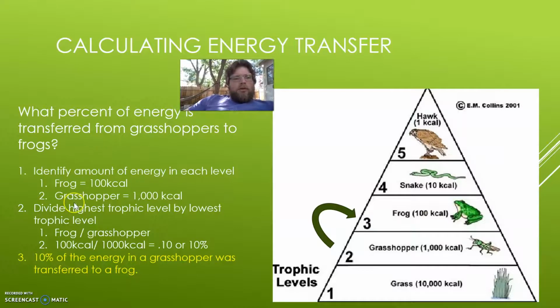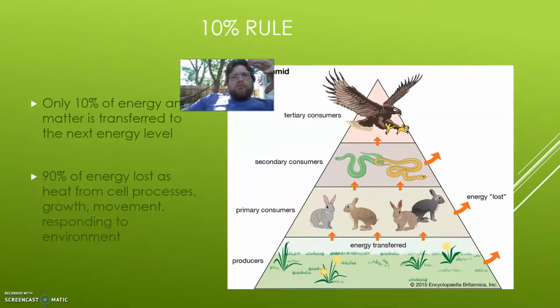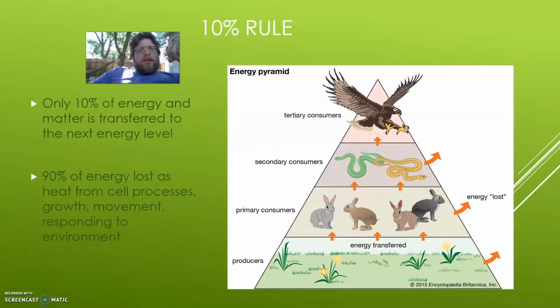Second, I want to divide the highest trophic level by the lowest trophic level. So frog divided by grasshopper, 100 calories divided by 1,000 calories gives me 0.1, or 10%. So 10% of the energy from the grasshopper transferred over to the frog. And that 10% is a rule in energy transfer in an ecosystem.